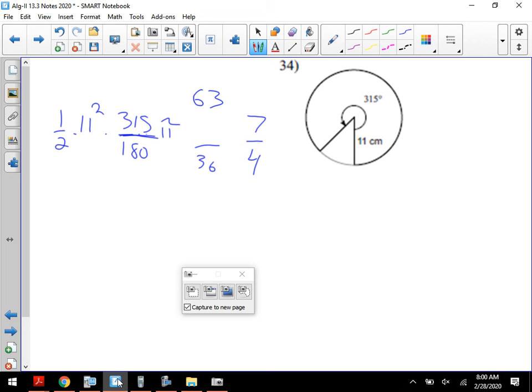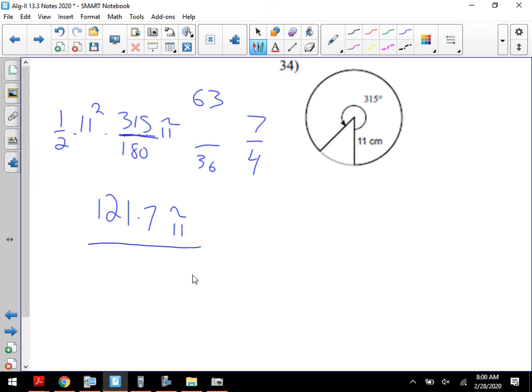Or if you remember, think of it this way. How far is 315 from 360? 45, right? How many 45s are in 360? 1, 2, 3, 4, 5, 6, 7, 8. That's 8 of them, isn't it? So 7 over 4. So you have 121 times 7 pi over 8. Now that'd be 847 pi over 8. Then you'd be done.